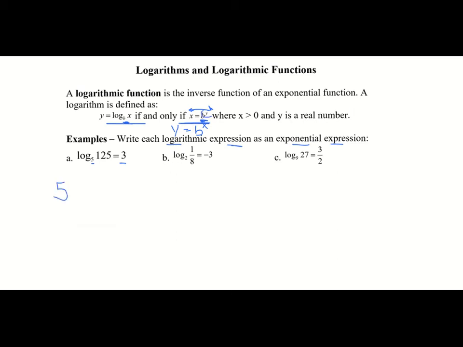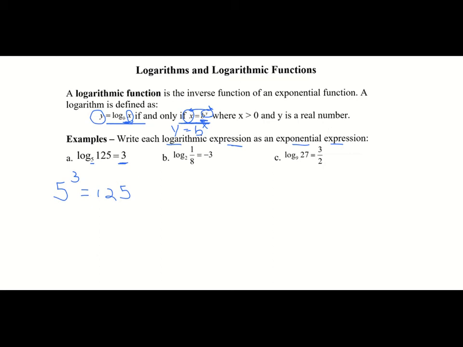My exponent is y, which is the answer to the log. So that's going to be my 3. And then x is going to be the big number with the log. So it's going to equal 125. So what they're saying with the log of 125 with base 5 is equal to 3 is that 5 to the third power is equal to 125.